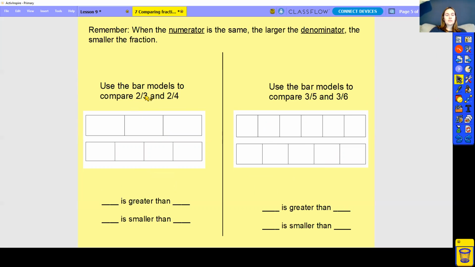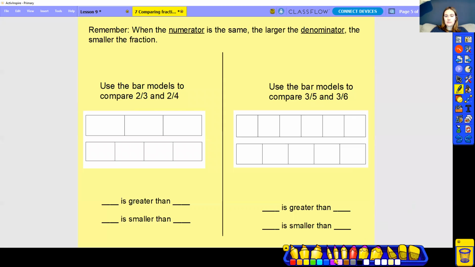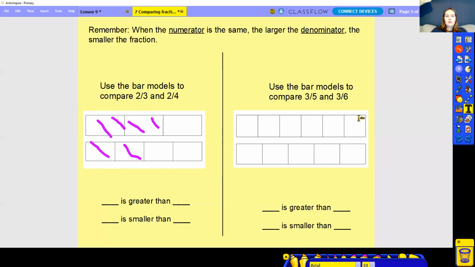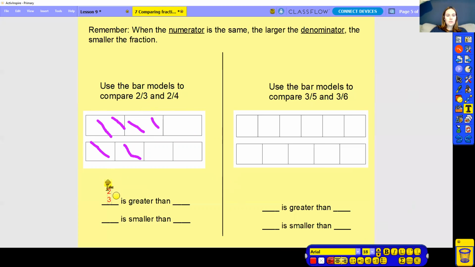It says use the bar models to compare 2/3 and 2/4. So if we do some terrible colouring in like we did yesterday, this one is in thirds, it's 3 pieces, so we colour in 2, and then we do this one as 2/4, so we need to do 2 of the 4. You can see that 2/3 is greater than 2/4, and then 2/4 is smaller than 2/3.